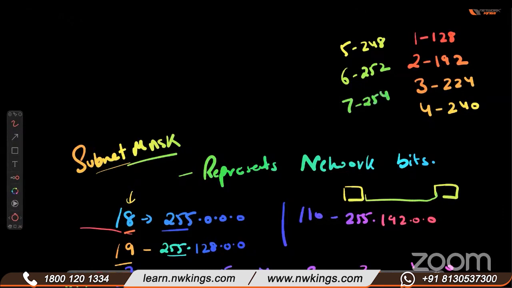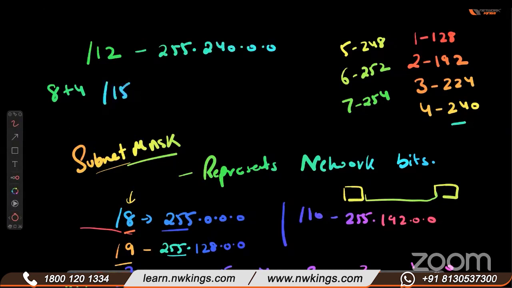Now you calculate, very simple. Suppose /12. How do we make 12? 8 plus 4, right? 8 means 255 and 4 means 240. So 255.240.0.0. Very simple. /15, tell me for 15: 8 plus 7 is 15. 8 means 255 and 7 means 254. So 255.254.0.0. Very simple.